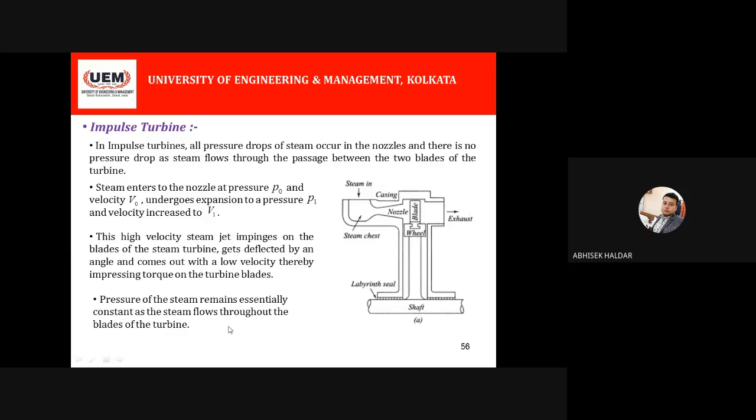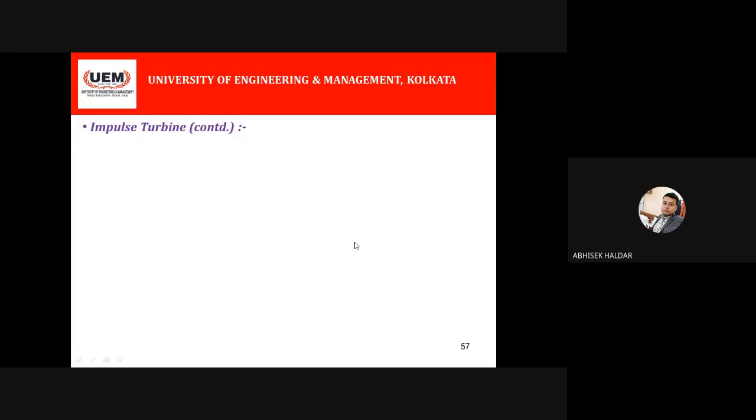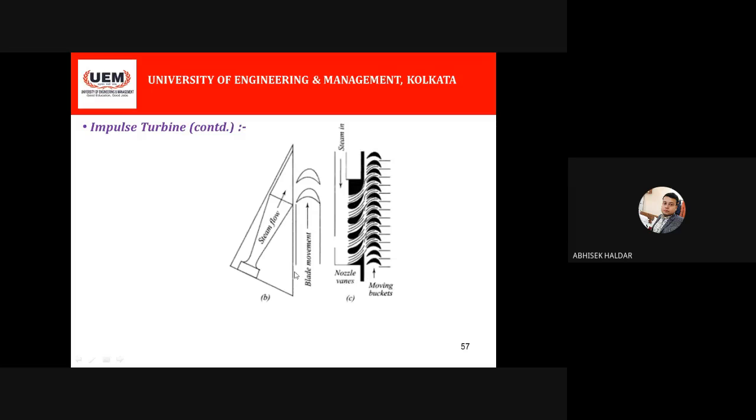So you have to understand basically where the nozzle is fixed, where I am having the nozzle and where I am having the blades. After the nozzle I am having the blades. Very simple. And the main pressure drop is happening in the nozzle. I'll show you in the next slide the changes in pressure and velocity simultaneously. Next, you can see I am enlarging that.